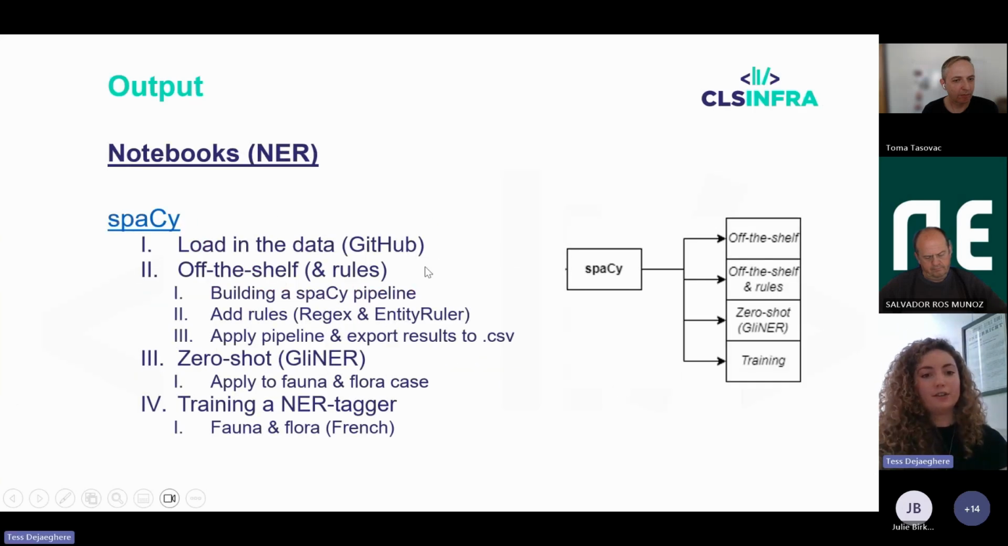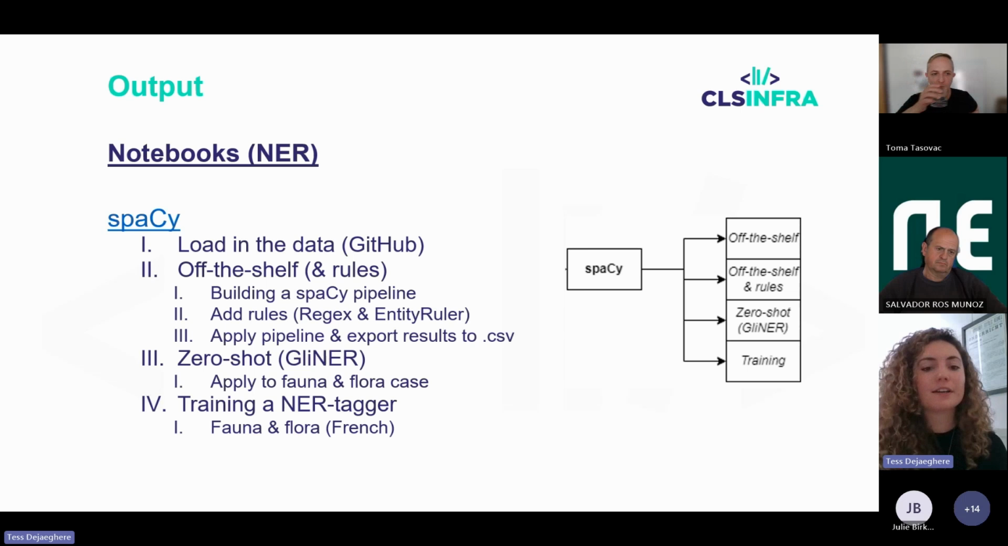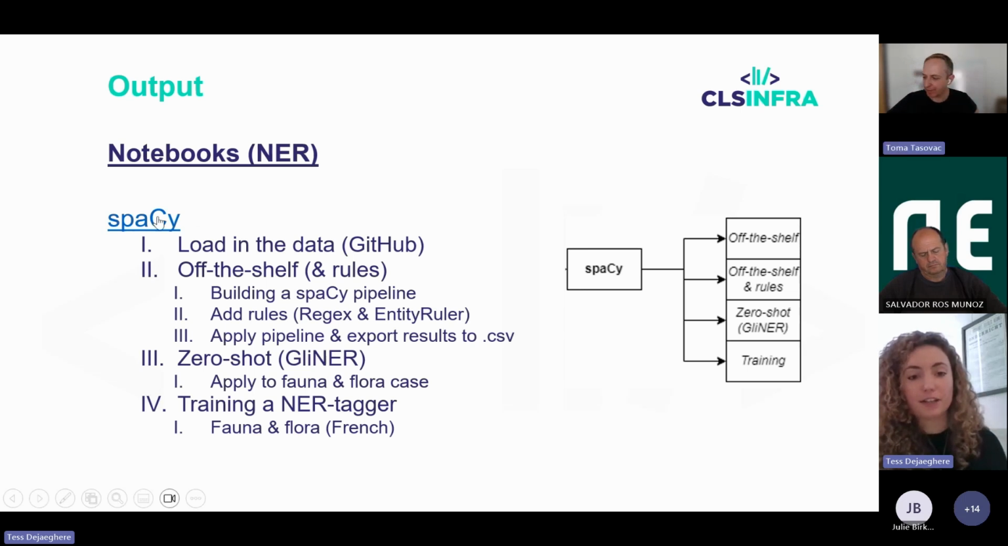So this is the notebook of using spaCy. So again, it loads in the data. It shows you how you can apply the off-the-shelf models, how you can enhance these off-the-shelf results with some rules using regex and the entity ruler, how you can export them to CSV. Secondly, then how you can apply zero shot using GLiNER to recognize fauna and flora in a text corpus, and how you can train a named entity recognition tagger for French.